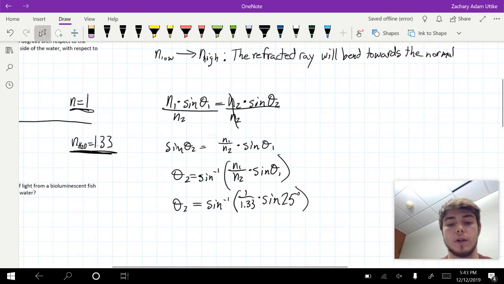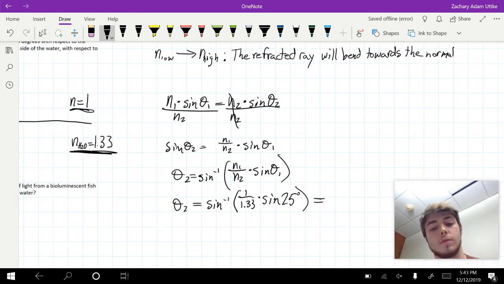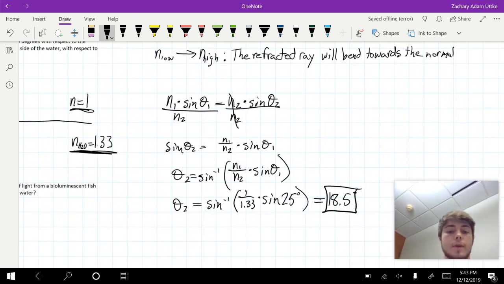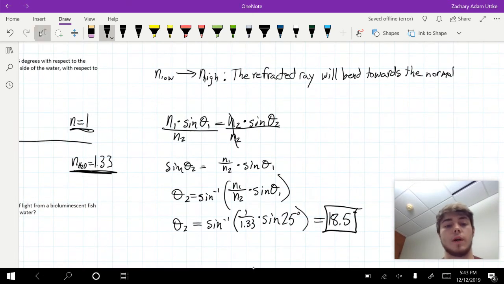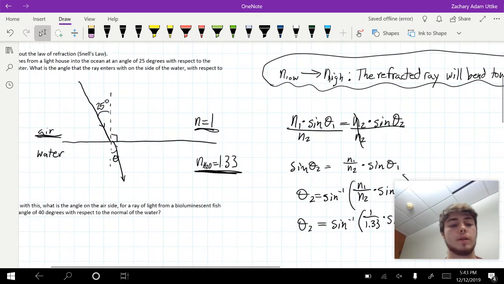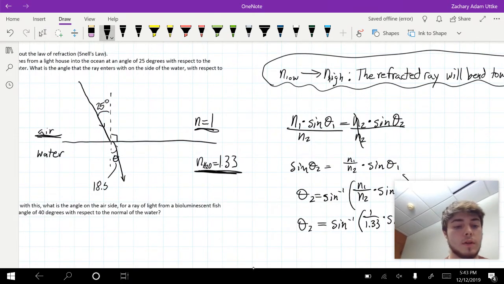Let's see what our calculator gives us when we plug this in. So sine of 25 divided by 1.33, and then the sine inverse of that value. I get 18.5 degrees. Now it's important, does this answer make sense? Based off of our rule here that the ray should refract towards the normal, yes, it does make sense. 18.5 degrees is less than the 25 degrees. So everything checks out.